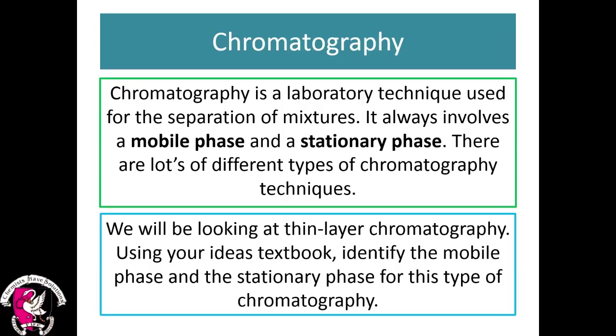So what I'd like you to do is, using your textbook, you're probably going to need to use the index, and you can find the chromatography section. So I would like you to identify what the mobile phase and what the stationary phase are for thin layer chromatography. So you'll need to pause here, just have a look through your textbook and just make notes. What's the mobile phase and what's the stationary phase in thin layer chromatography?